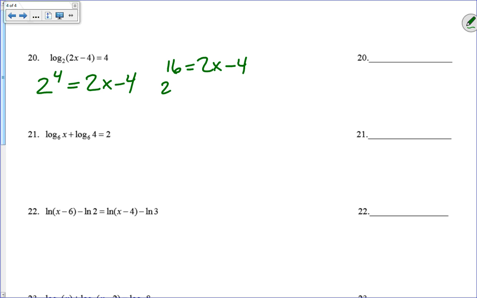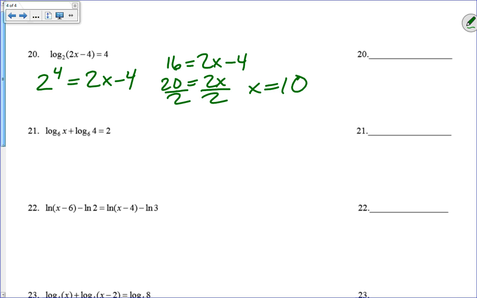Add 4, we get 20 is equal to 2x. Divide by 2, x is equal to 10. So since we're dealing with logs, we need to make sure that the value we get out for x doesn't give us a log of 0 or a log of a negative number. So we plug 10 back in, are we okay? We're all right. And log base 2 of 16 is definitely 4. So we know that 10's good. We checked it. We're in the clear.